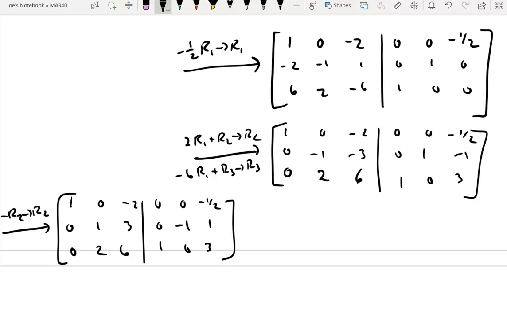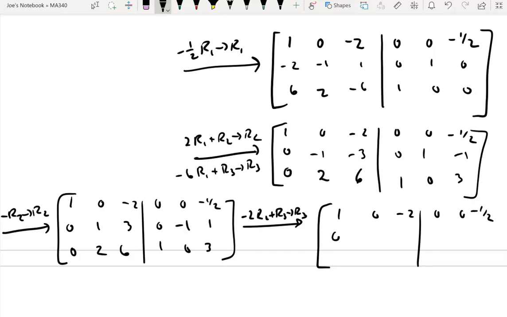What's the next step? Yeah, 0 below it, right? What do we need to do to get a 0 below it? Good. -2 times row 2, added to row 3. Replace row 3. We're not doing anything to row 1. We're working off of row 2, so it doesn't change row 2 either.